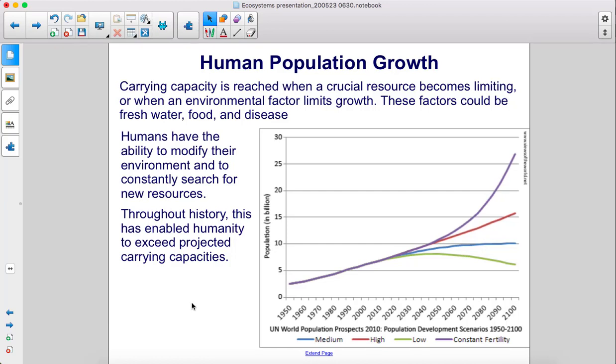Humans have the ability to modify their environment and to constantly search for new resources. Throughout history, this has enabled humanity to exceed projected carrying capacities.